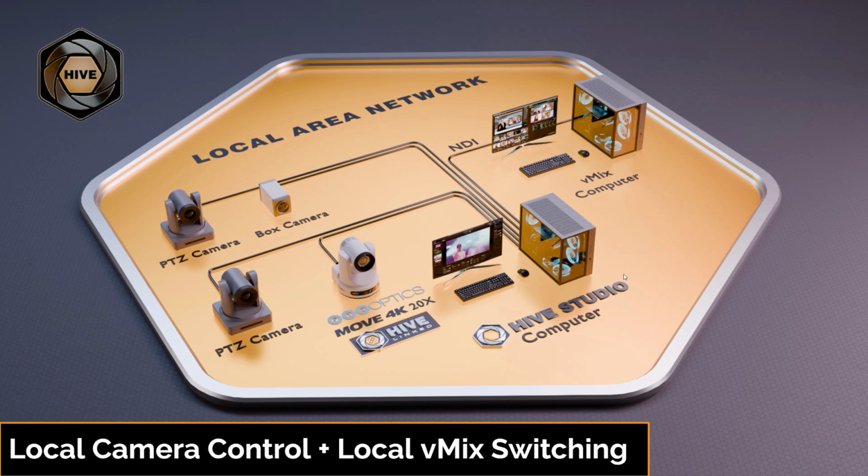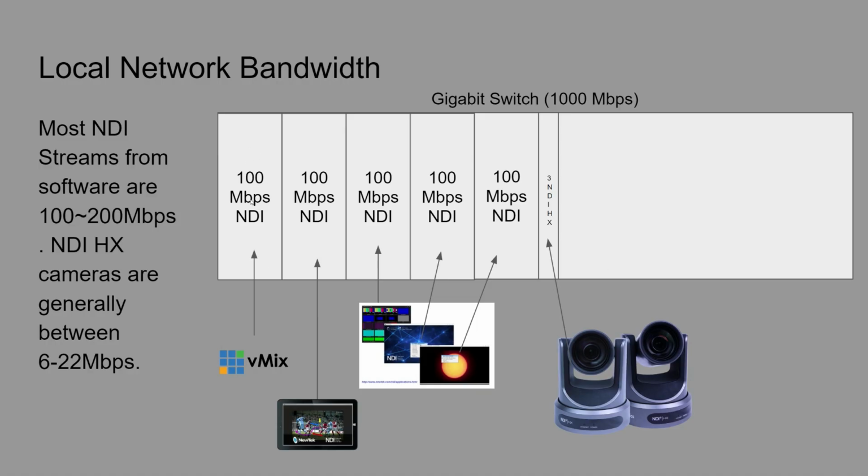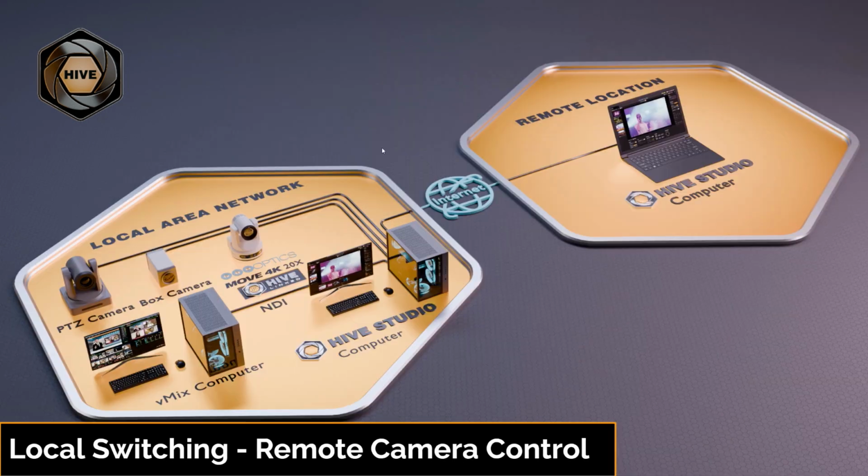So here's another local area network setup. We've got four cameras and two computers. One of them is vMix, and one of them is Hive. They're working together. Hive is being used for the PTZ camera control, and vMix is being used for the switching, graphics, and controls. All of this is a local area network, and all of this can be done on a gigabit network switch. It's just a matter of thinking about how much bit rate, how much bandwidth each video source uses, and whether it can fit on the networking infrastructure that you have.